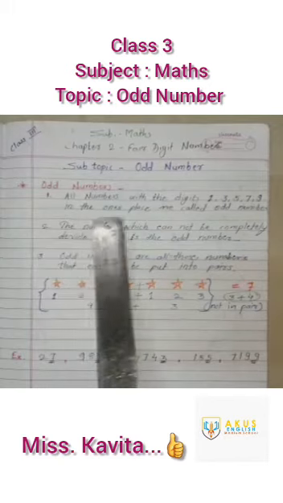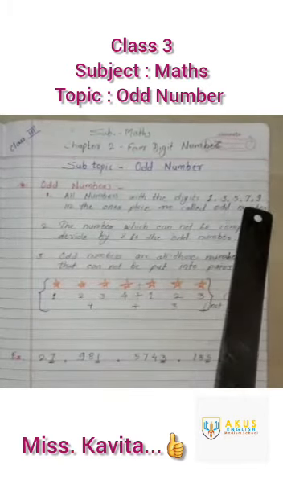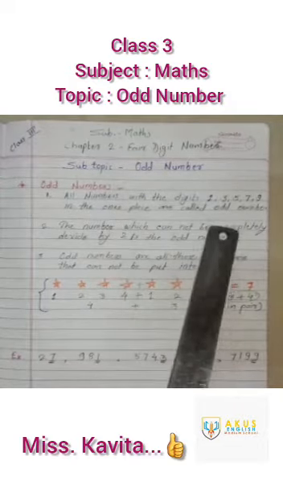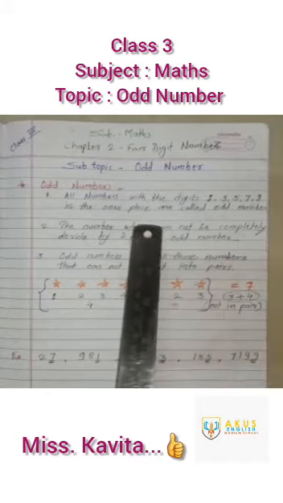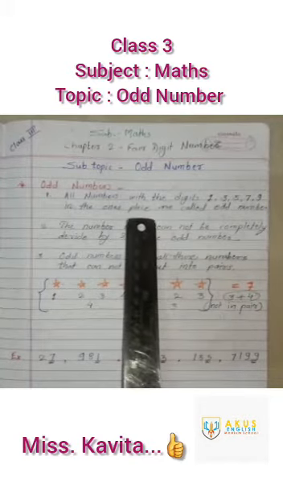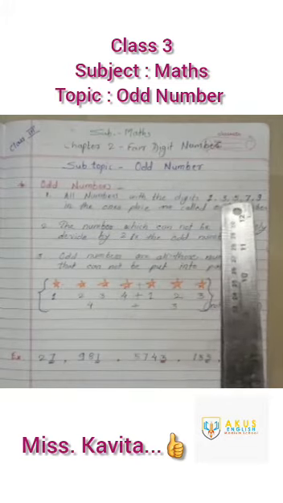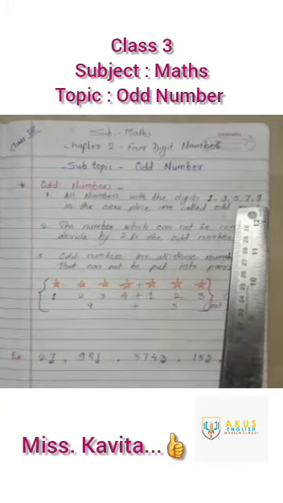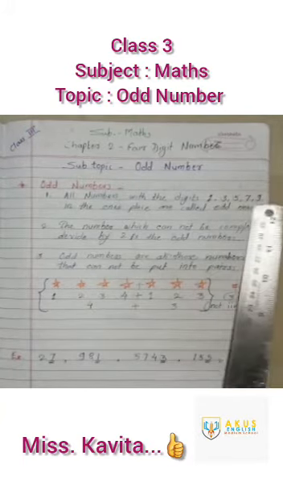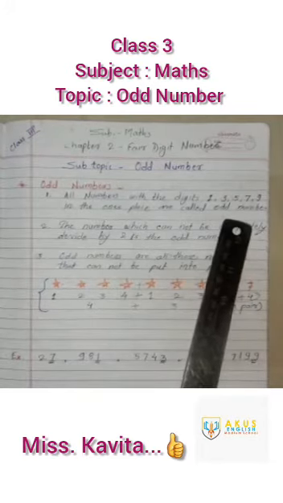First one, all numbers with the digits 1, 3, 5, 7, and 9 in the ones place are called odd numbers. That means how to recognize it? If any number has a 1, otherwise 3, otherwise 5, otherwise 7, otherwise 9 at the end, that means at the ones place, then definitely it will be an odd number.